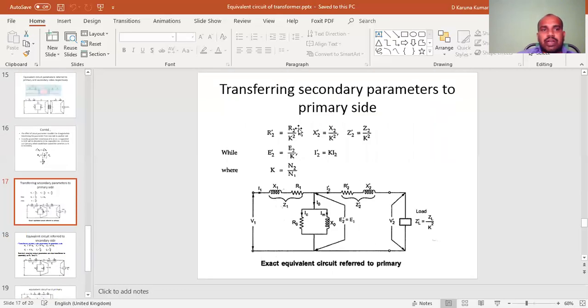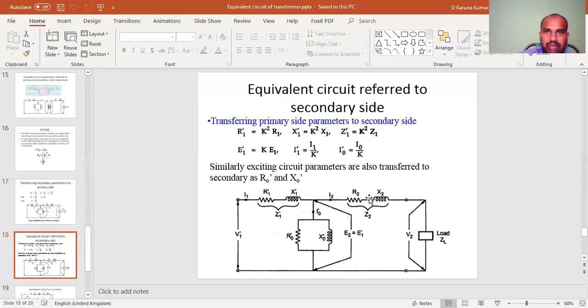Now, transforming the secondary side parameters: R2 dash equals R2 by K square, and X2 dash equals X2 by K square. Z2 dash equals Z2 by K square. E2 dash equals E2 by K. And I2 dash equals K into I1, where K equals N2 by N1. This is transforming the secondary parameters to the primary side, where the total is R2 dash plus X2 dash. These are the secondary parameters referred to the primary side.